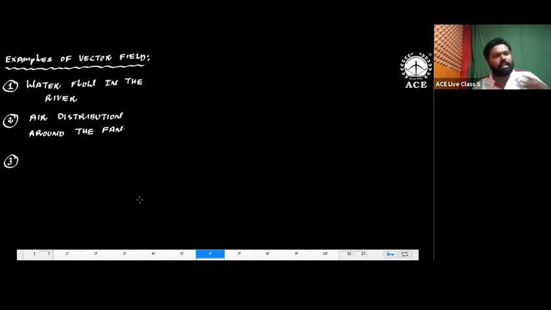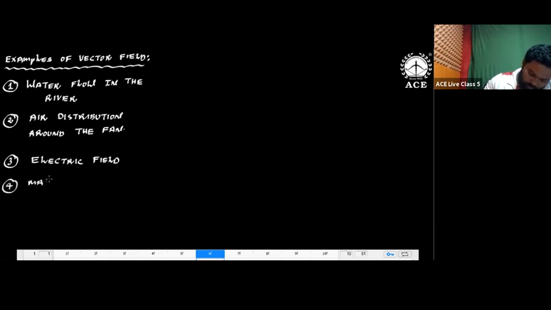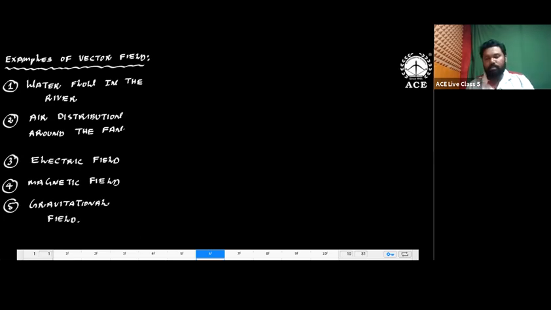Number 3, electric field, magnetic field, anyhow vector fields that I am going to justify later. Electric field. Number 4, magnetic field. Number 5, if you want, gravitational field.